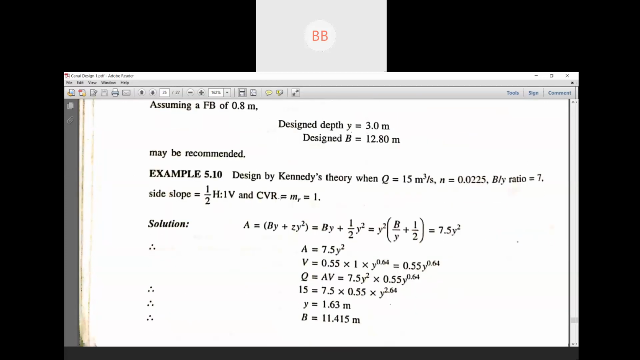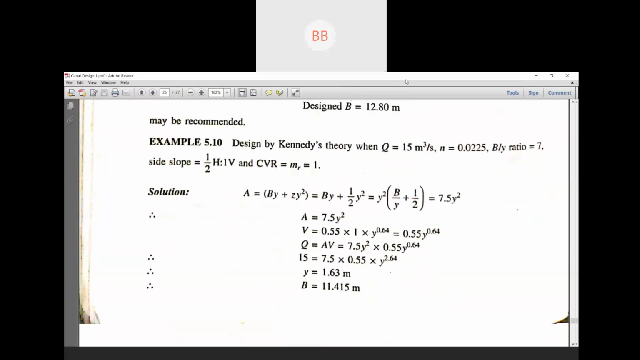So, we move on to the next numerical. Kindly write down this numerical, 5.10. Design by Kennedy's theory: the discharge is given as 15 meter cube per second, Manning's N is also given, and the ratio of width of the channel to depth is also given as 7. Side slope is given, which means we are going to consider a trapezoidal channel. And the critical velocity ratio, that is m, is also given as 1. So first, kindly write down the numerical.